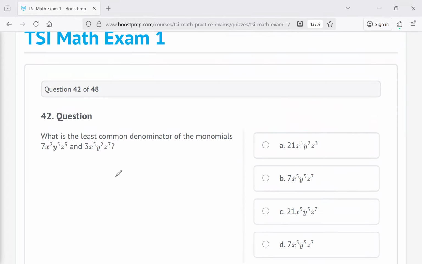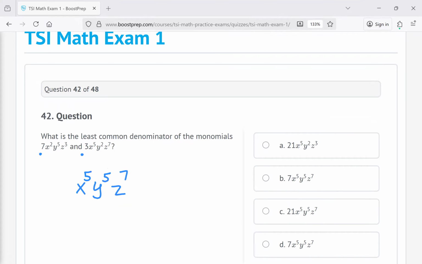42, what is the least common denominator of the monomials? So basically, what you're doing is with the letters, you pick the one with the highest. So what about our x's? So we have an x squared and x to the 5th. We're going to pick the x to the 5th. For the y's, you have a y to the 5th and a y squared, so you're going to pick y to the 5th. For the z's, you're going to take a z cubed and a z to the 7th, so you're going to pick 7. And then for the constant, we have a 7 and a 3.